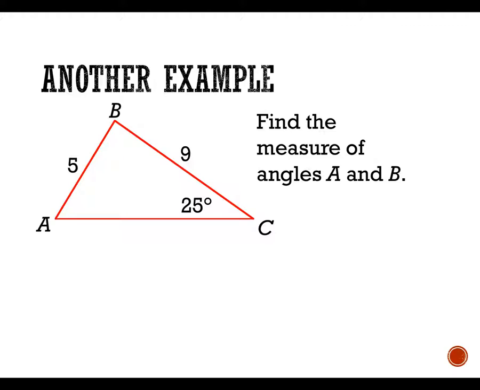Same problem, kind of, different question. Now I'm looking for the angle measure. Set it up the same, solve it differently. Franny, what's the setup on this one? Sine 25 over 5 equals sine A over 9. Perfect. Solve that bad boy.